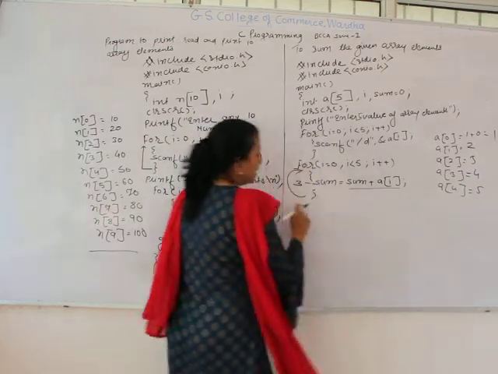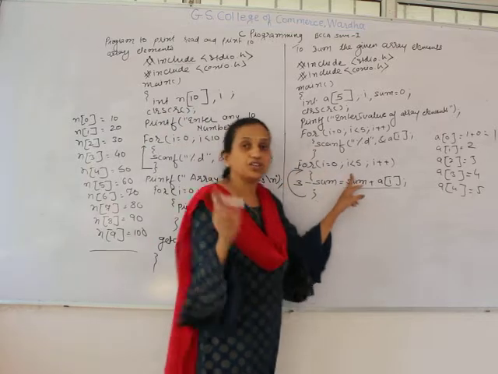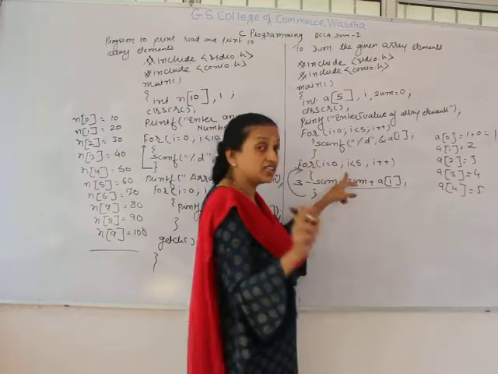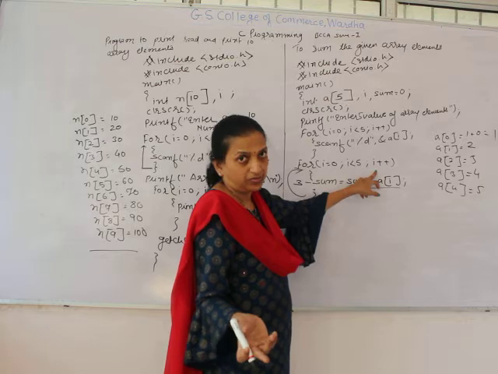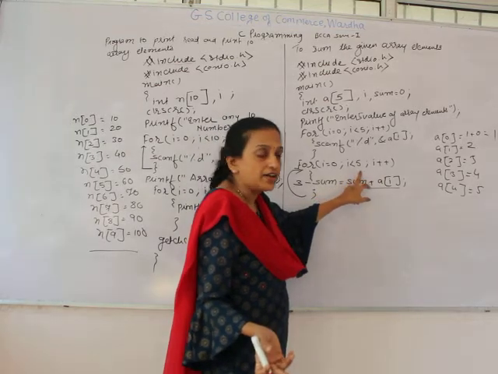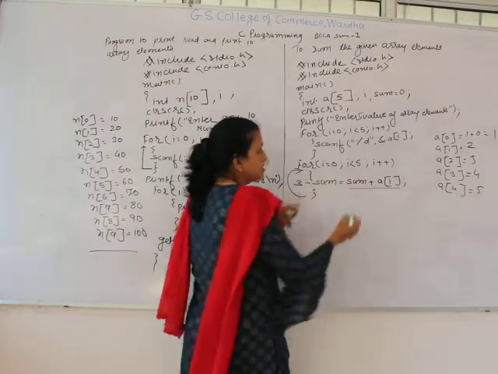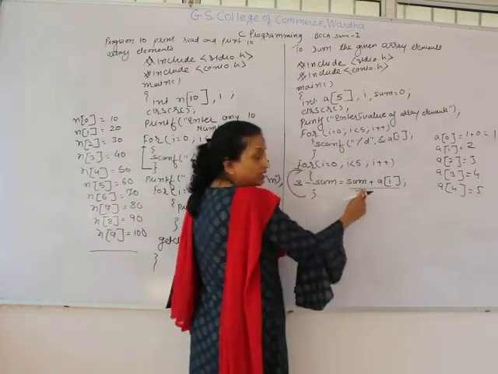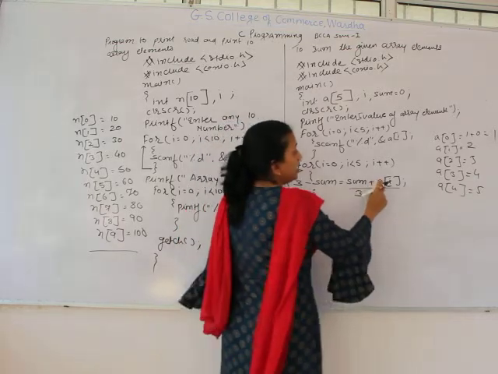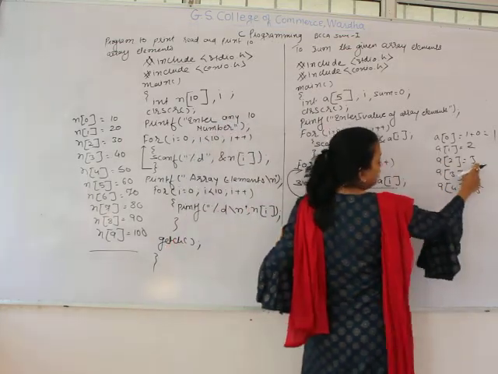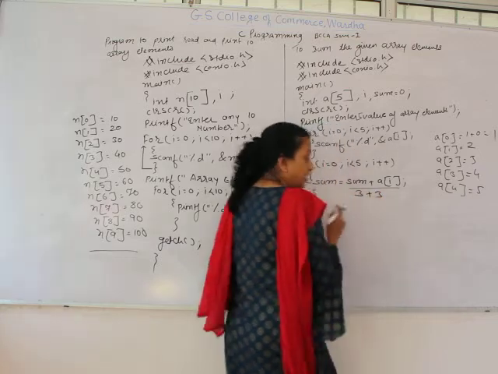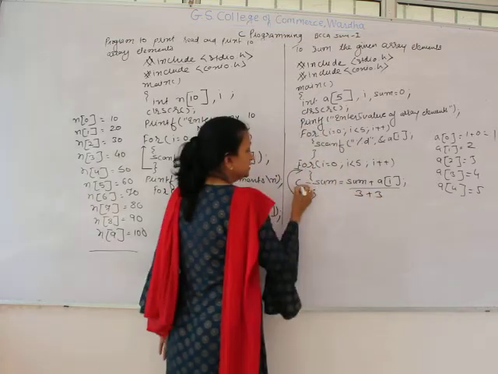Now again the controller of the program passes to check the condition with the updated value. So this time i becomes 2. 2 is less than 5. Yes. So here sum is 3 and it will add a[2]. The value of a[2] is 3. Now the sum becomes 6.